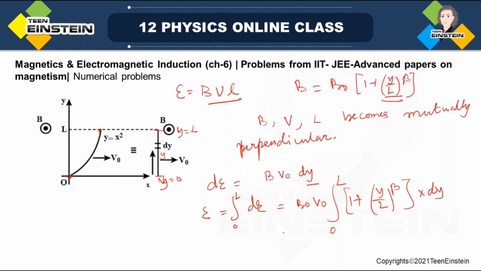Now you can do the integration. You can do the integration part over here with respect to y, dy. So this integration will be B0 V0. If we take L common, then we have to do the integration part only on this L to the power beta.